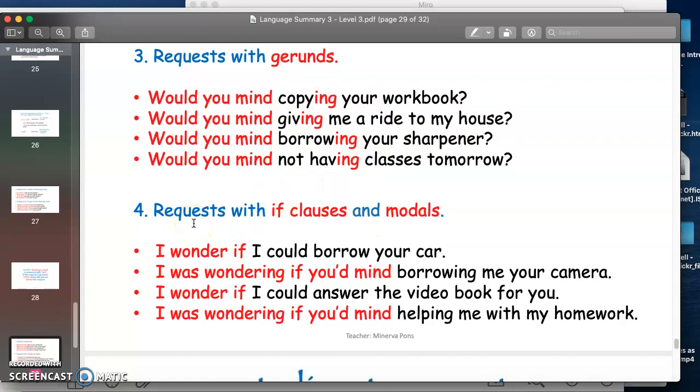And then lastly, we have requests with if clauses and modals. I wonder if I could borrow your car. I was wondering if you would mind borrowing me your camera. I wonder if I could answer the video book for you. I was wondering if you'd mind helping me with my homework.